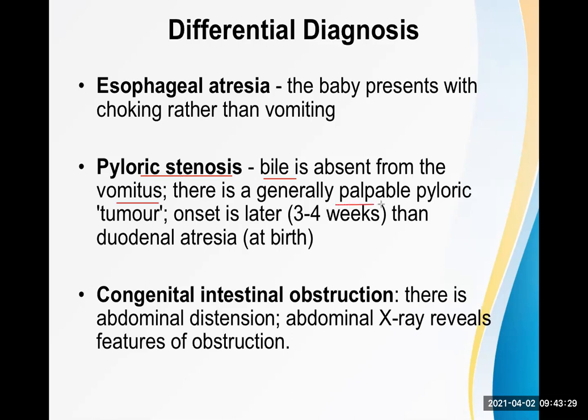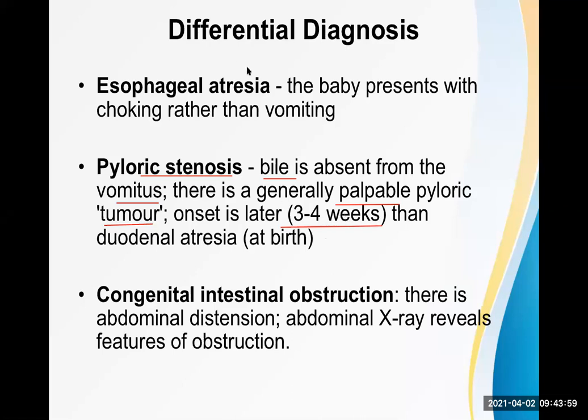We can feel or palpate the pyloric tumor. Now, this tumor is not the neoplastic tumor here. This tumor is a mass, and this mass is there because of hypertrophied pyloric sphincter. Onset of vomiting is a bit late, not like duodenal atresia, which occurs right from the birth. It occurs a little bit later, after 2 weeks actually, but more in 3 to 4 weeks. That is the important point.